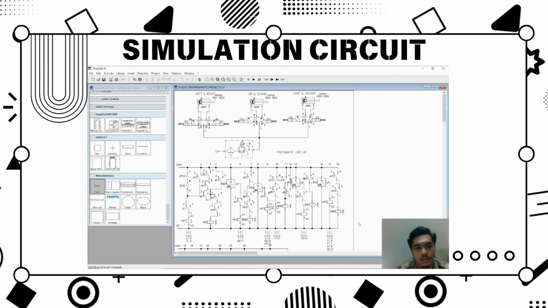In our simulation, we use a 5/3-way double solenoid valve for -MM1 double acting cylinder, and 5/2-way double solenoid valves for -MM2 and -MM3 double acting cylinders. And -MM1 is used for left and right position, -MM2 for up and down position, and -MM3 for grip and ungrip position.